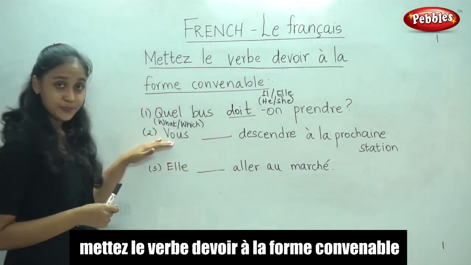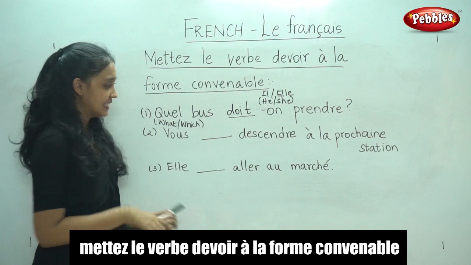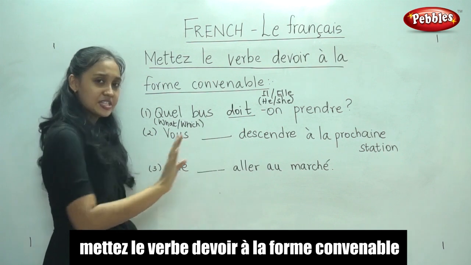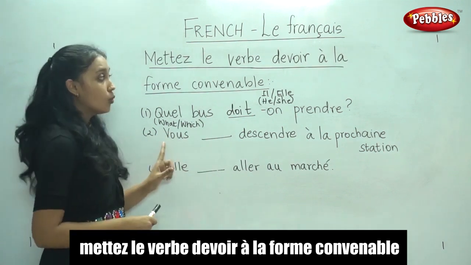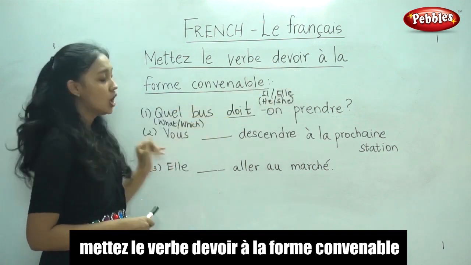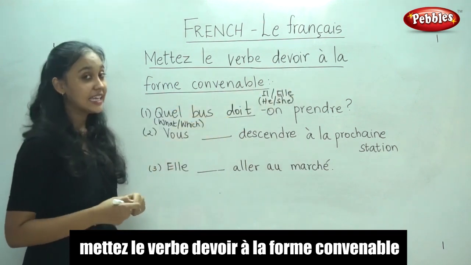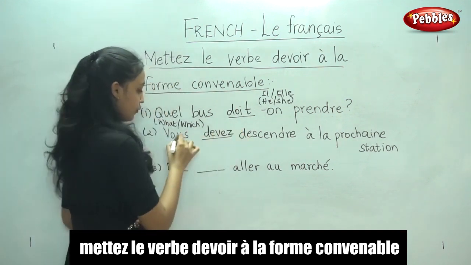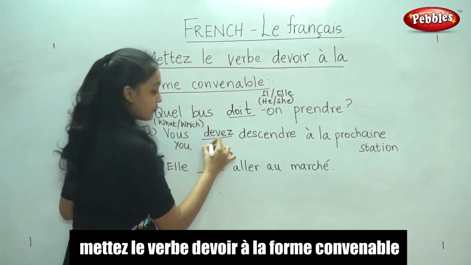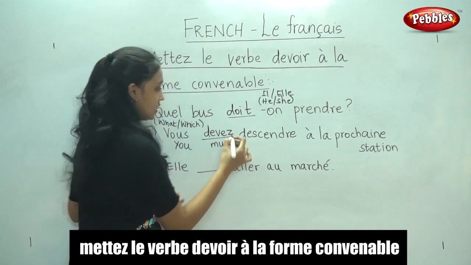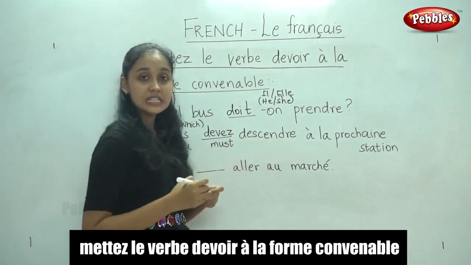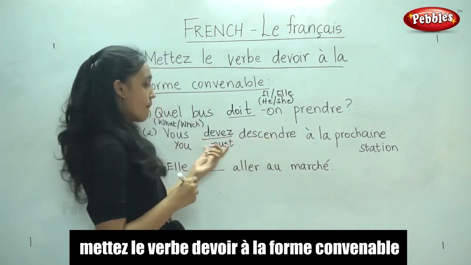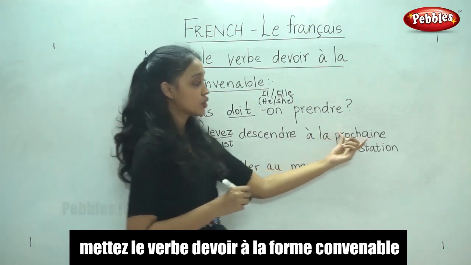So here the subject pronoun is very clear. It is vous. So we have identified the subject pronoun. This sentence is very simple. Vous. Now what is the devoir conjugation for vous? Do you remember it? It was devez. Vous devez. Now vous means you, devez means must. Now this verb descendre. Descendre means to climb down. We will learn the conjugation of this in future. So now you must get down à la prochaine station.